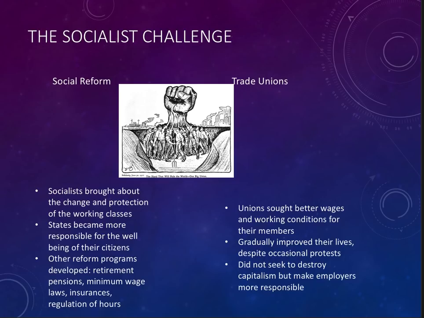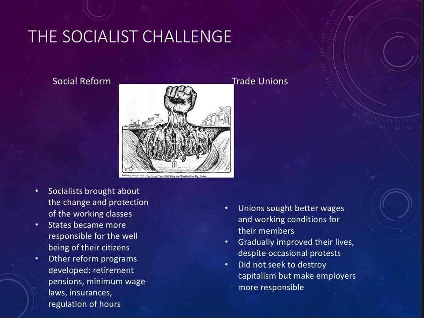All right, so the socialist challenge. Socialists brought about the change and protection of the working class. States became more responsible for the well-being of their citizens. So even though these ideas of socialism didn't work, it did shed a light on the problems that were there and the problems that needed to be fixed. And so because of this, the state, like it says, will become more responsible for the well-being of their citizens.